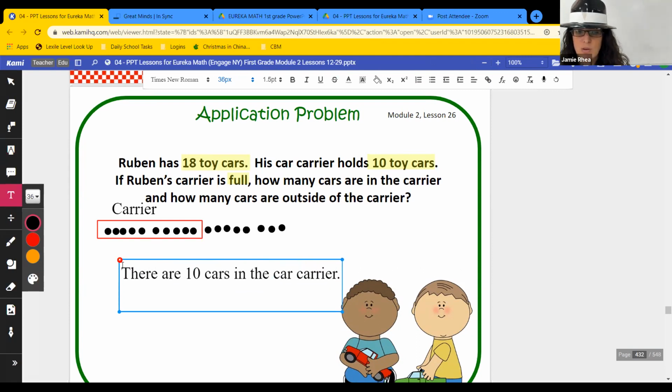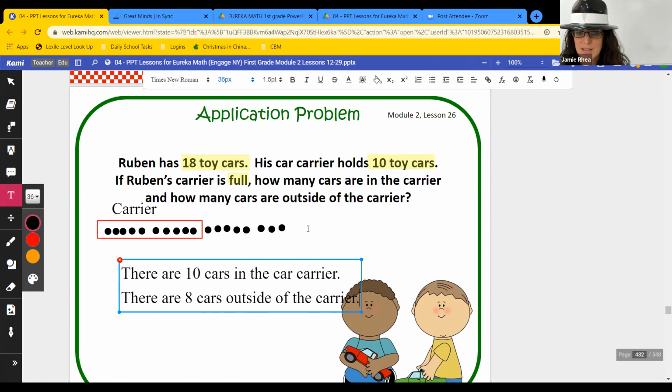It also wants to know how many cars are outside of the car carrier. Well, if this is my car carrier, let's count how many are outside of the frame. So here we go. Ready? 1, 2, 3, 4, 5, 6, 7, 8. So how many are outside of the car carrier? 8. There are 8 cars outside of the carrier.